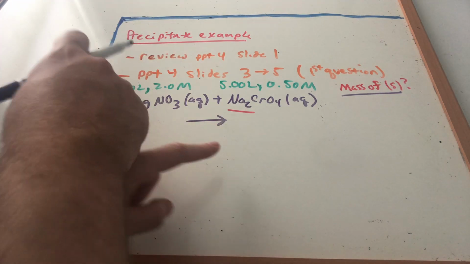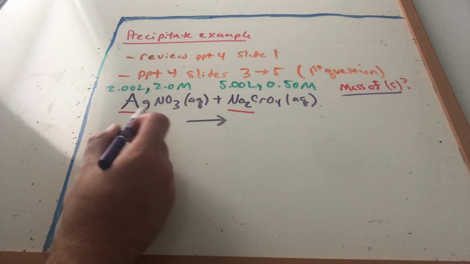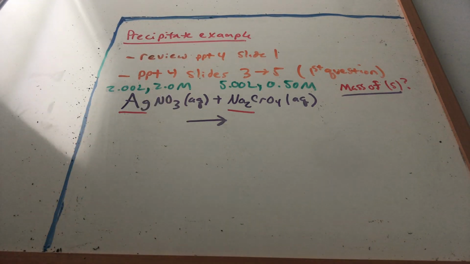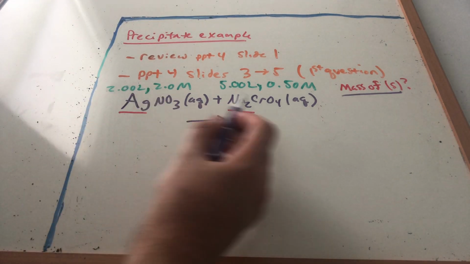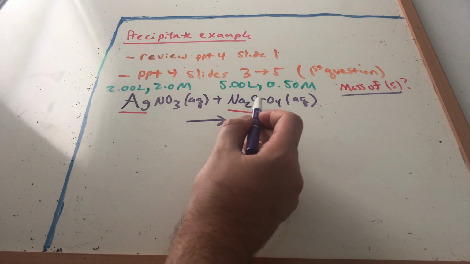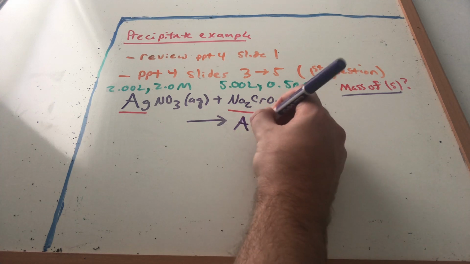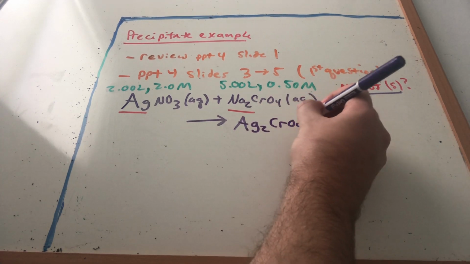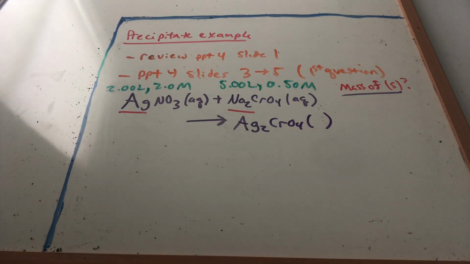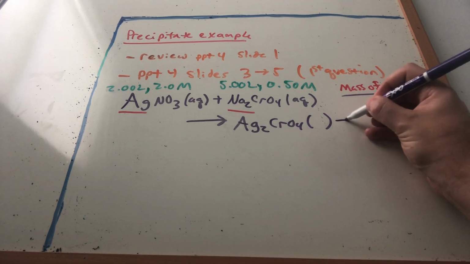Find our positive things and switch them. Ag must be a +1 charge because it's attached to an NO3. Chromate is CrO4 with a 2- charge. So how many Ags need to attach to it? Two. Ag2CrO4. And I can consult my solubility rules to see if a solid forms.